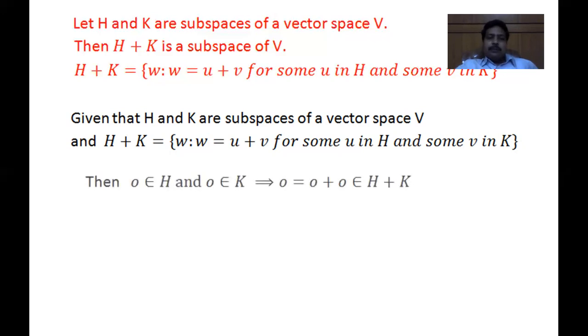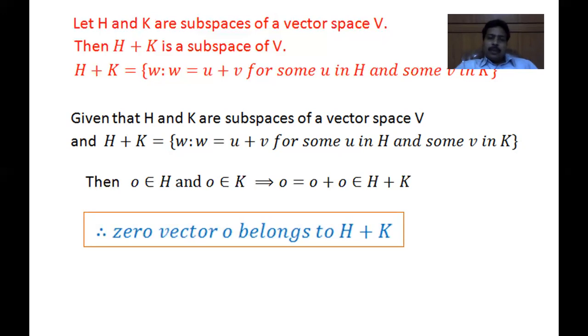Now, since H and K both are vector spaces, the zero vector will be there. So O belongs to H and O belongs to K. That implies zero vector O can be written as O plus O. The first O I have taken from H and the second O from K. So now O can be represented as a combination of two vectors, one from H and one from K. So now this zero vector O belongs to H plus K as per our definition. So zero vector O belongs to H plus K.